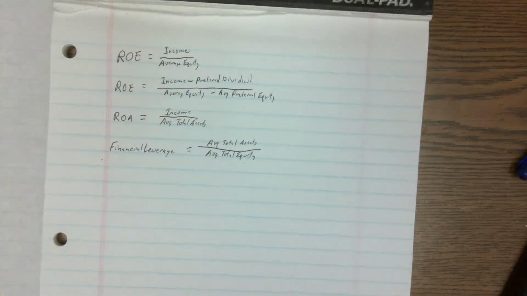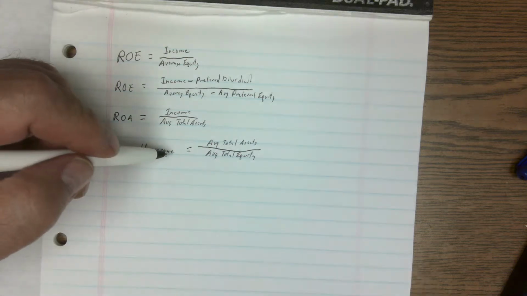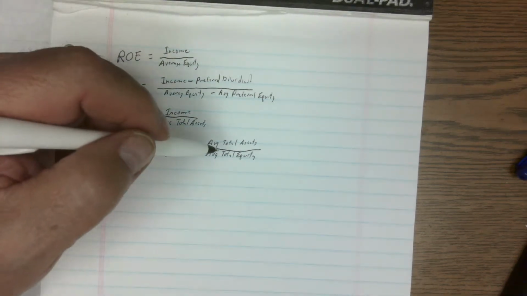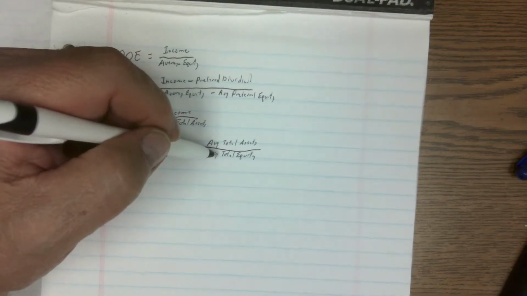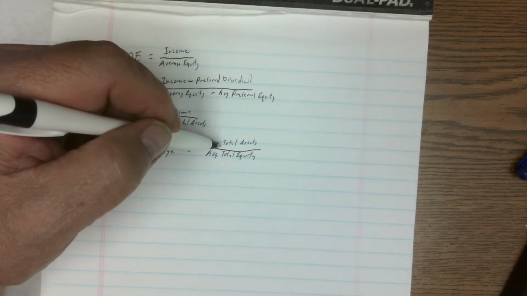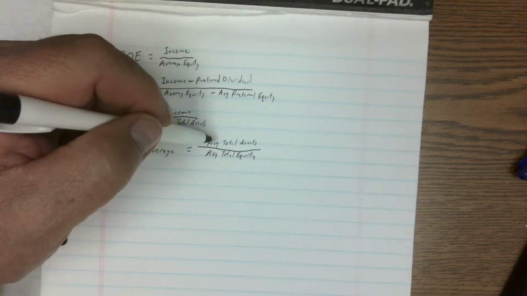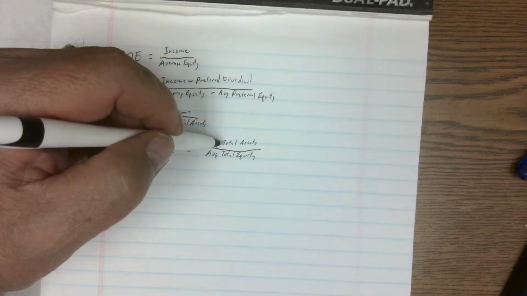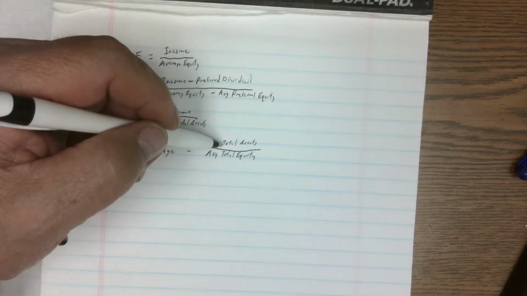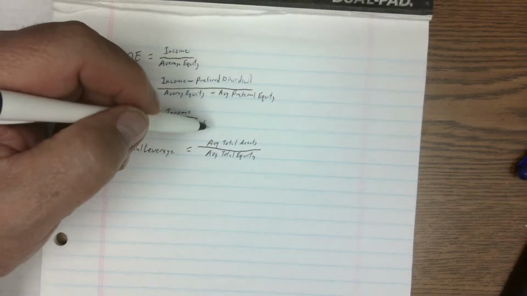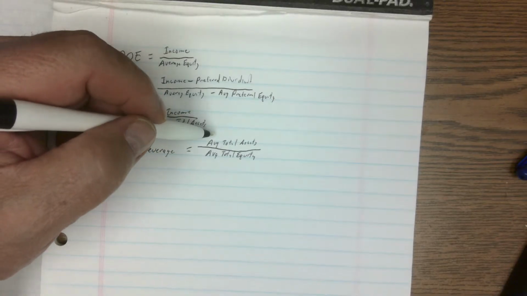Okay, so that gives you your financial leverage. Obviously, the more we borrow, the more debt we have, the higher this number is going to be. If I operate with almost no debt, this number will be close to 1, just a little over 1. If I operate with a lot of debt, this number may go up to 3, 4, 5.